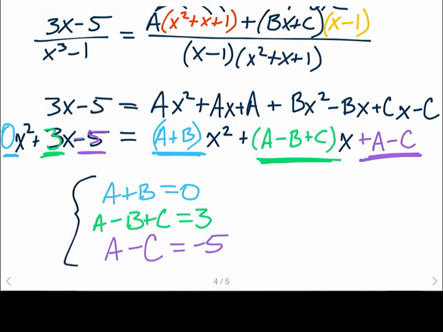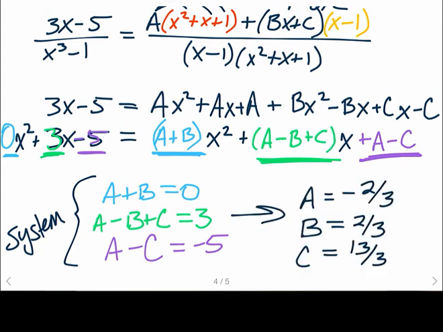This is the system that we would need to solve in order to write down the partial fraction decomposition. Go ahead and solve the system and then write down the partial fraction decomposition. Go ahead and pause the video and do that. So you should have gotten that a is negative 2/3, b is 2/3, and c is 13/3.